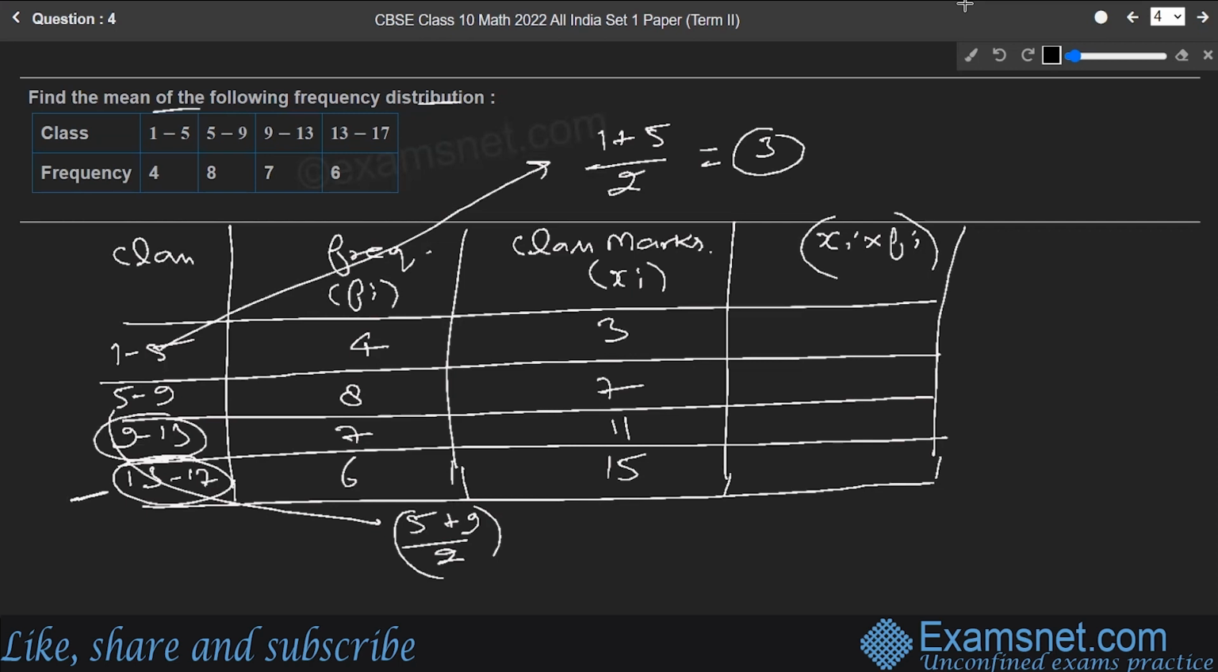Okay. Now we need to do the xifi. So 4 into 3 is 12. 8 into 7 is 56. 7 into 11 is 77. And 15 into 6 is 90. So these are the xifi.